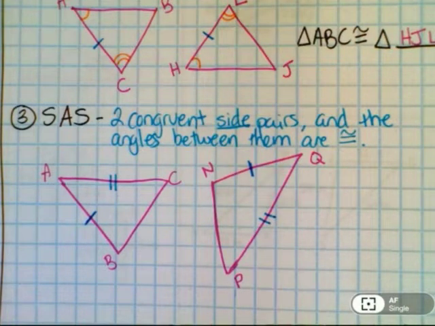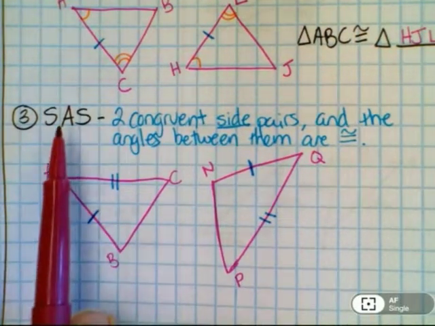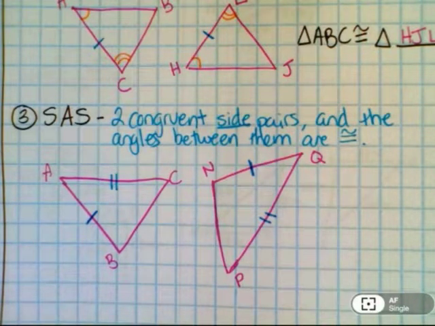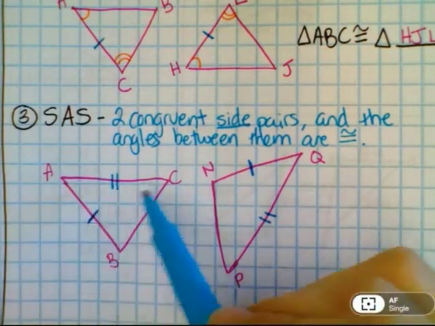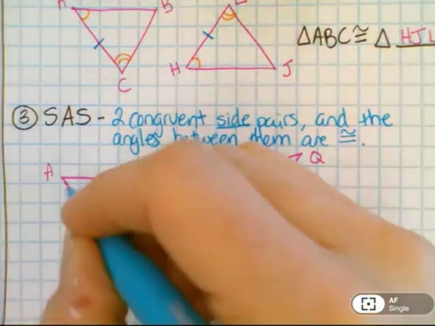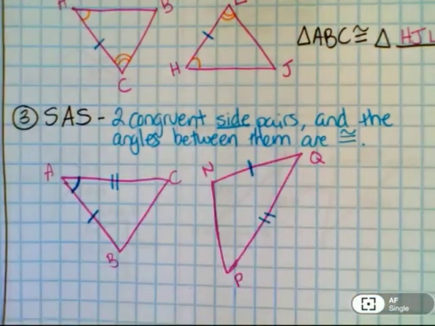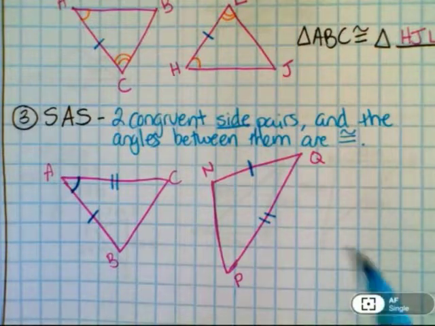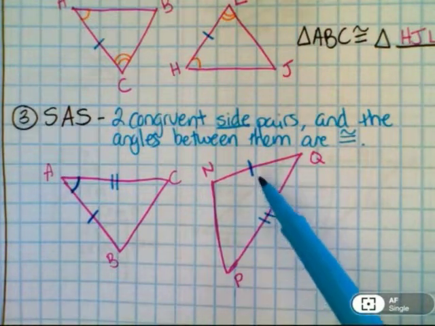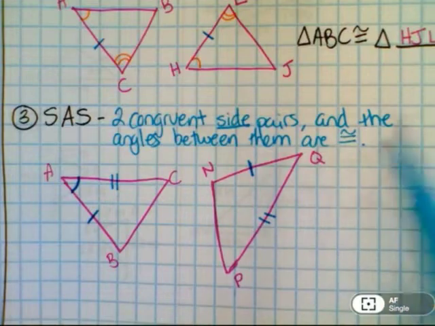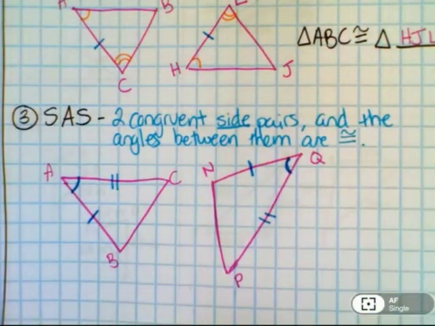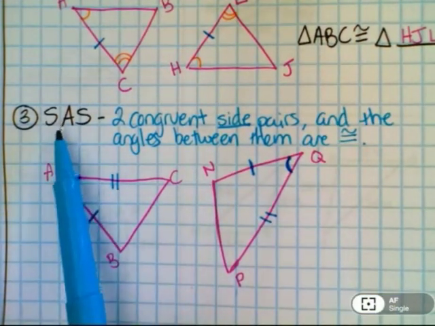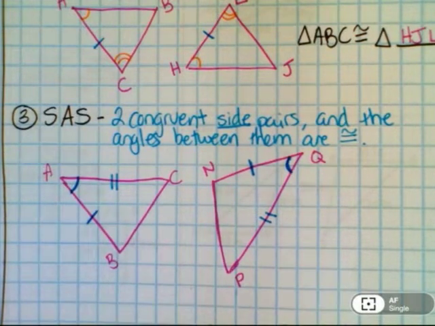Now, for side angle side to be the shortcut that I can use to show that these 2 triangles are congruent, I need to make sure that the angle that I mark congruent is between the 2 sides. So in other words, these 2 sides meet right here at angle A. So I'm going to show that that angle is congruent to the angle between those 2 sides over here. These 2 sides meet at point Q. So this is side angle side because the angle that we're comparing is between the 2 sides that we're comparing.